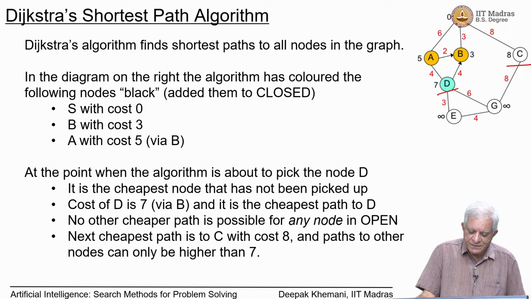No other cheaper path is possible to any node in open, because there are two nodes in open, C and D, and the paths to them have cost 7 and 8 respectively. So, whenever Dijkstra's algorithm picks a node from open, it has already found the cheapest path to that, and in this case it is going to be D next, and after that it is going to be C and E and then G finally.